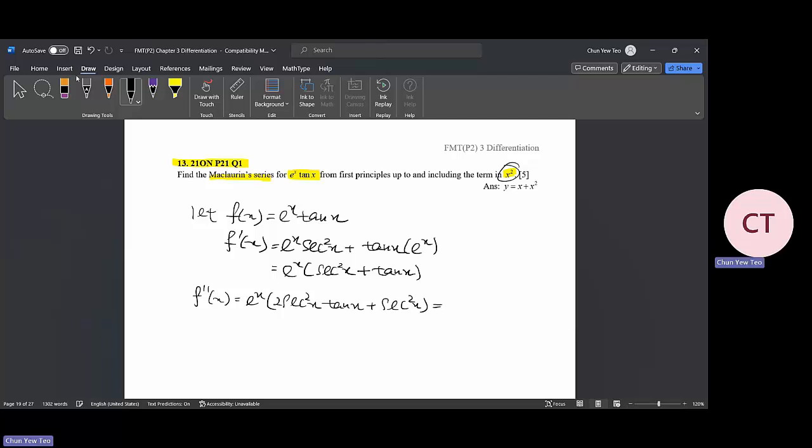And not to forget about keep the right, differentiate the left. So you keep the right, differentiate the left. Okay, so this is what you have. Then now you just need to replace x equal to 0 in each and every one of them here.